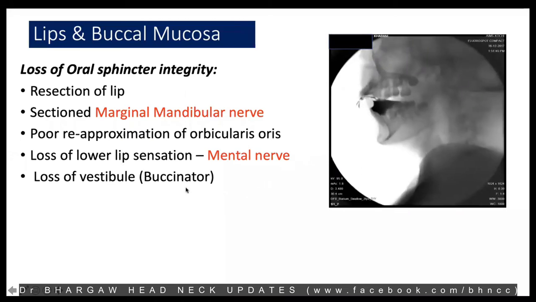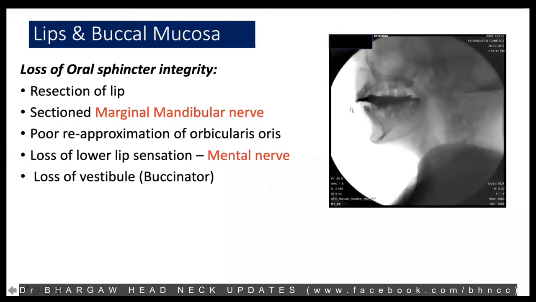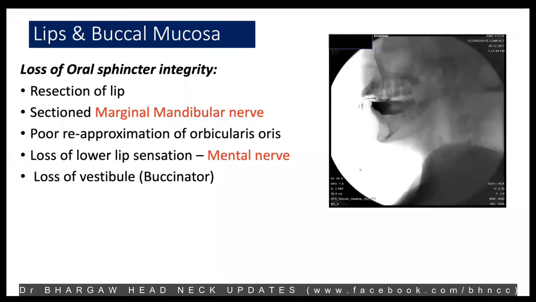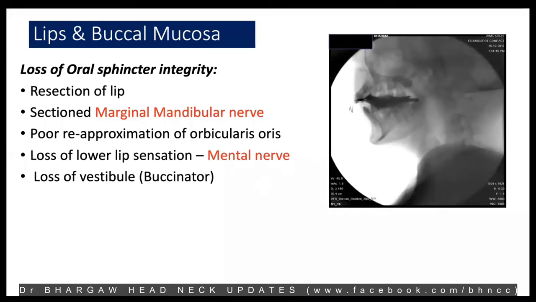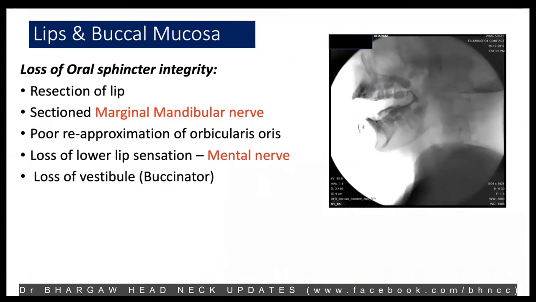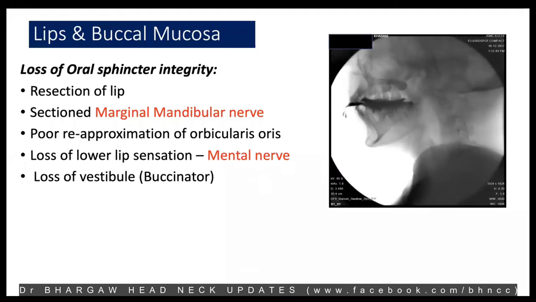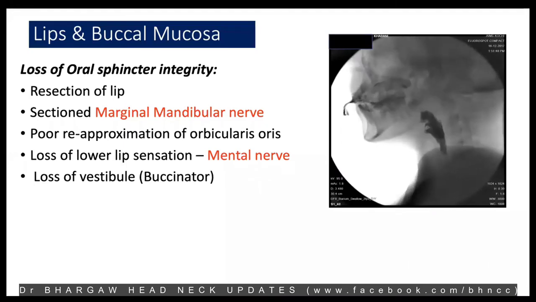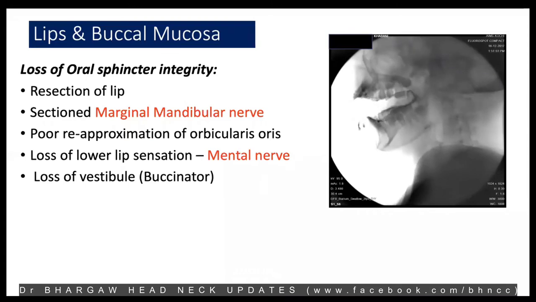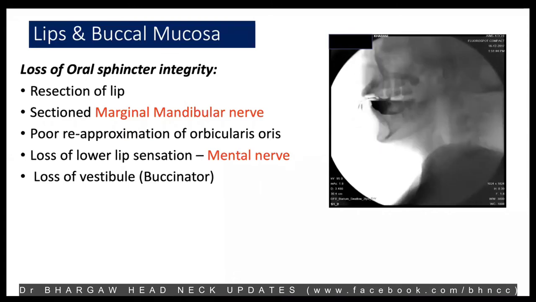When we take the buccinator muscle out along with the buccal mucosa resection, even during reconstruction, there's a loss of the normal vestibule. The function of the buccinator is usually to push the food towards the teeth. If the food starts going laterally into the cheek, the buccinator pushes the food towards the teeth and helps to grind it. The food gets ground by the teeth and then goes to the tongue.